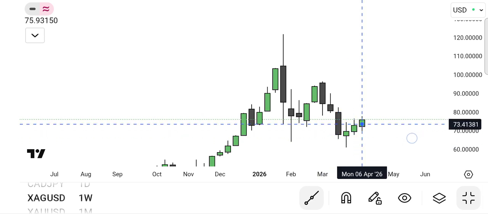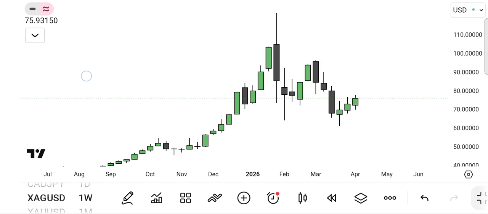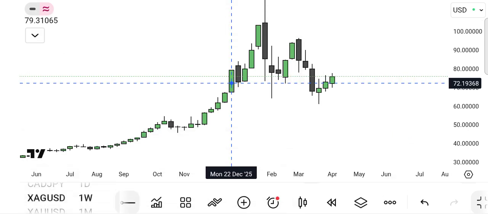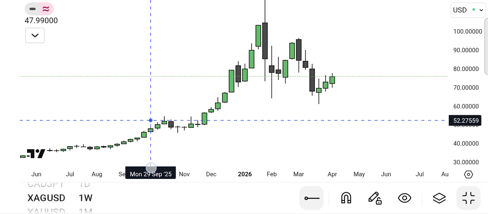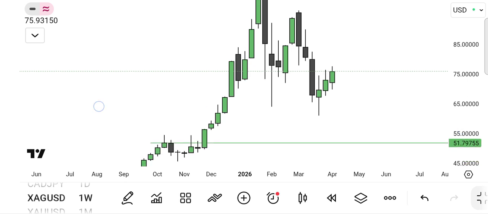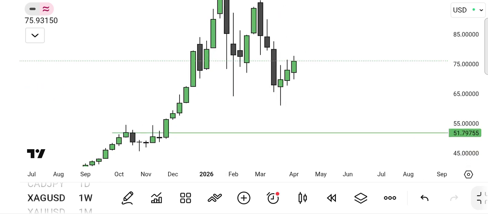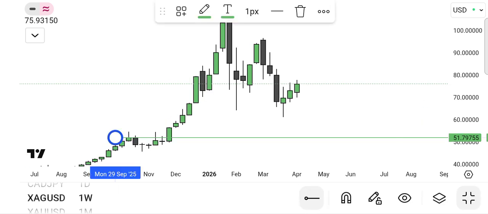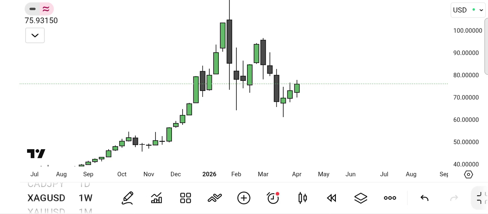So I'm expecting silver to come to this direction, to this next place, as take profits. Next target for silver is 51.79755. Be expecting silver to reach that point before any decision making. So therefore, let's get the analysis started.